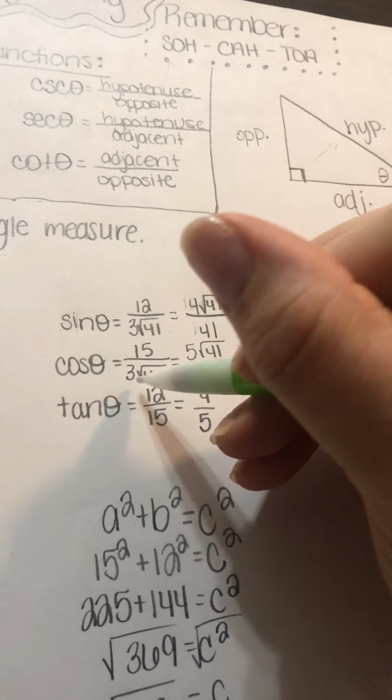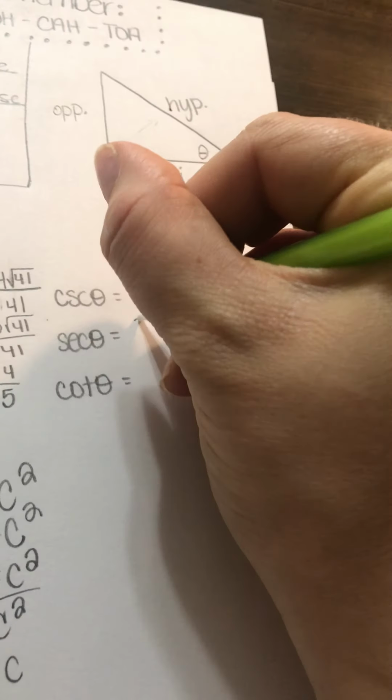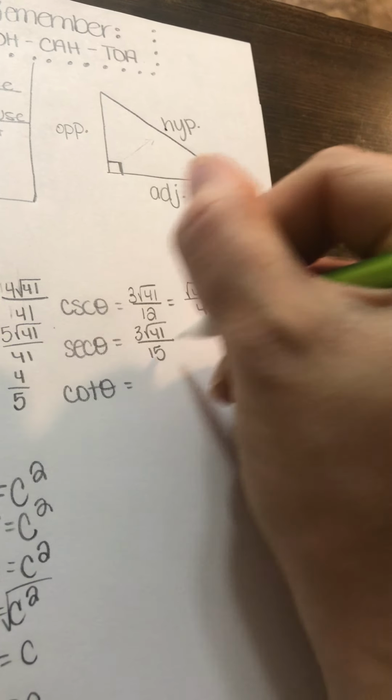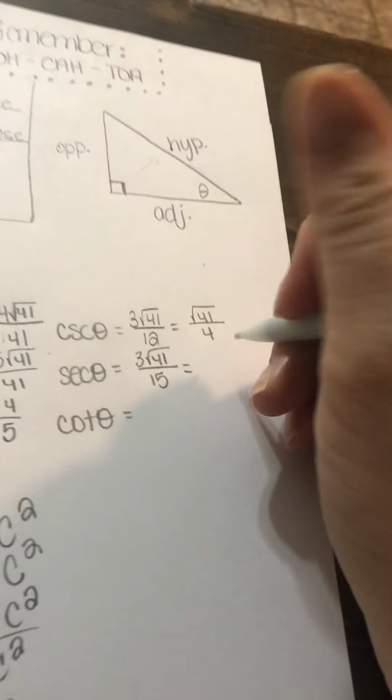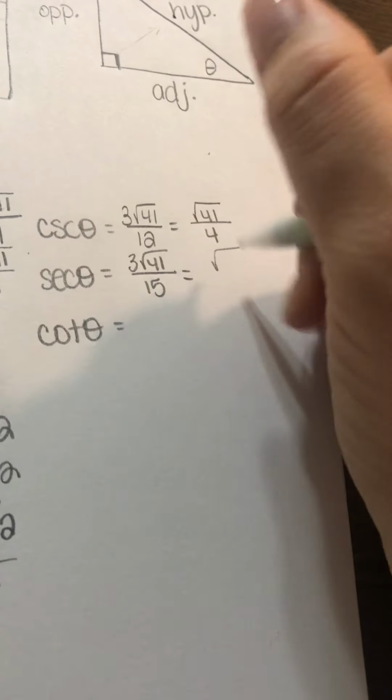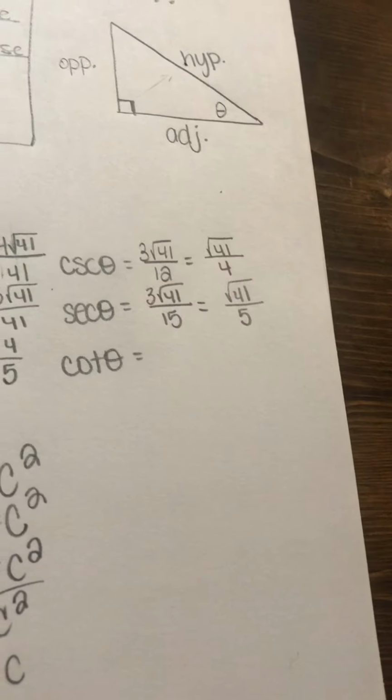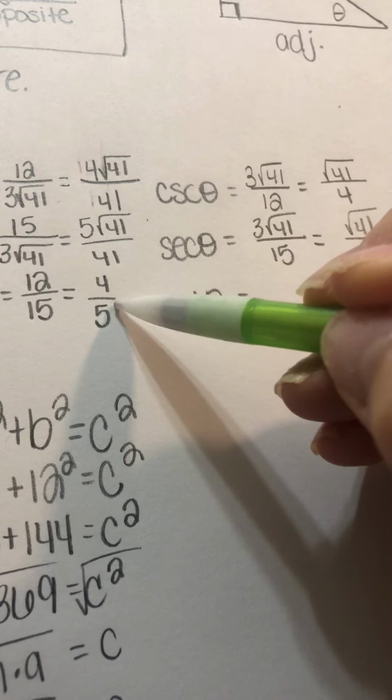Secant, we're going to do the same thing using this one. So it'll be 3 square root of 41 over 15. And 3 over 15 we know reduces to 1/5. So the square root of 41 over 5. And then we just flip this, since it's already reduced, to 5 over 4. And that is our answers for number 1.